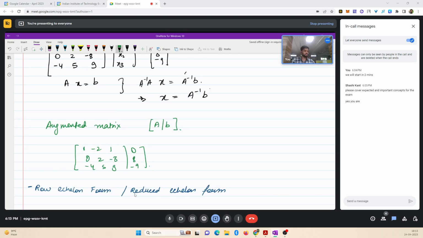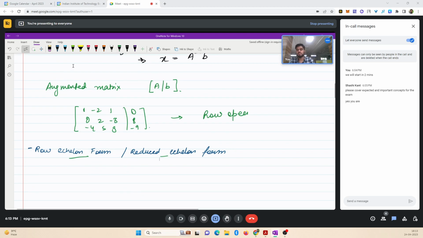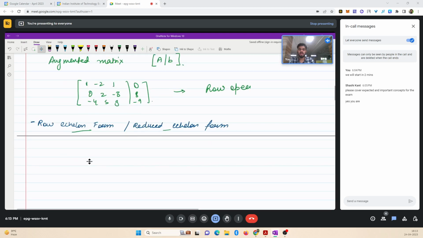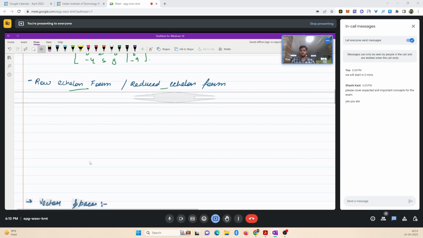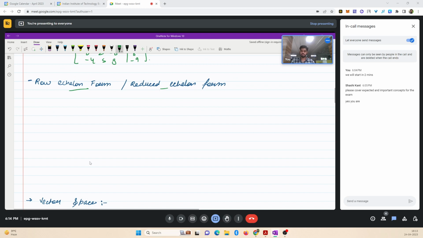What we actually do with these kinds of matrices is some row operations to reduce them to row echelon form or reduced row echelon form. Okay. First of all, let's see how a row echelon form matrix looks. First I'll go through row echelon form.